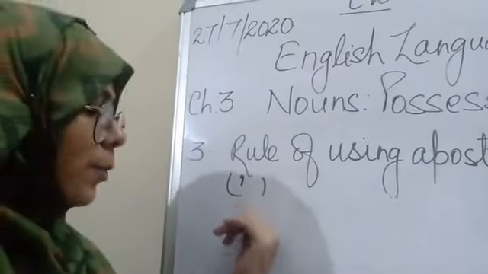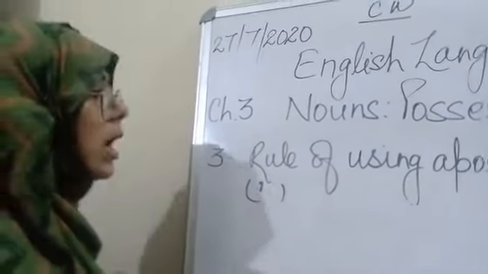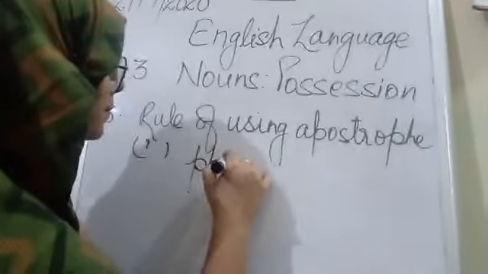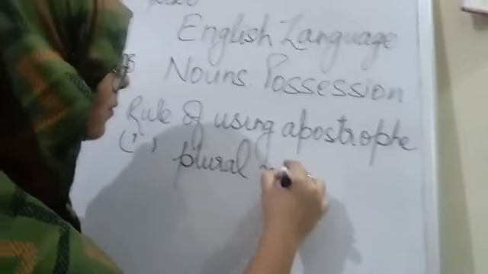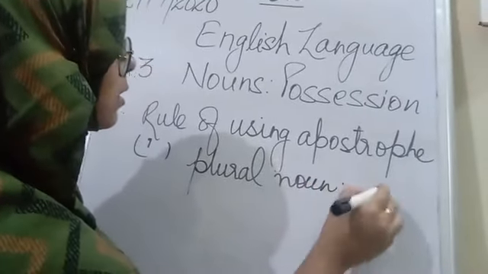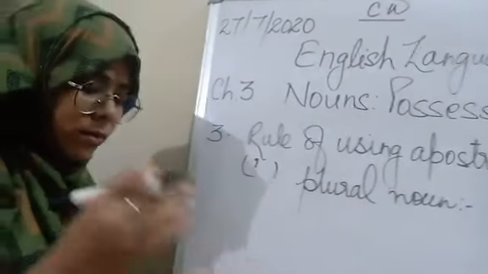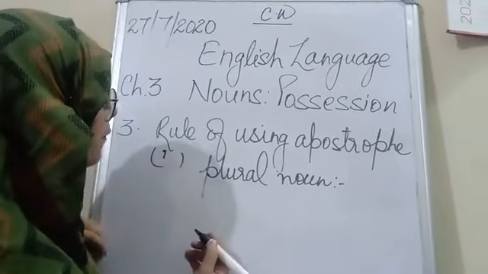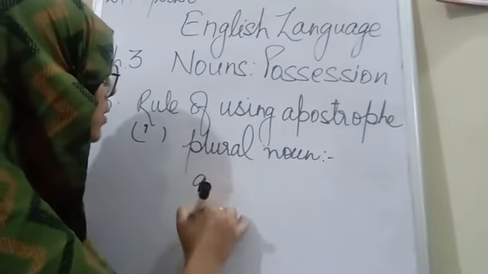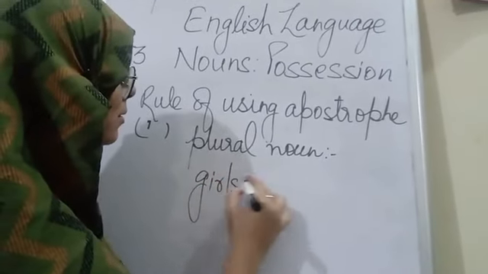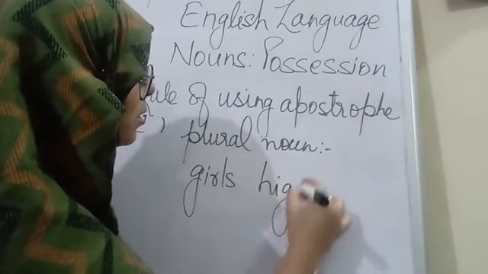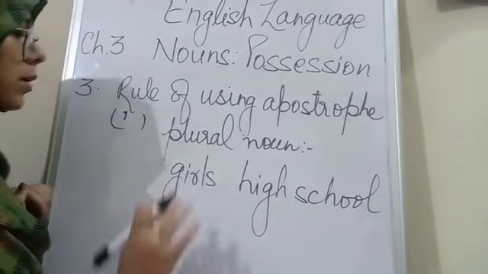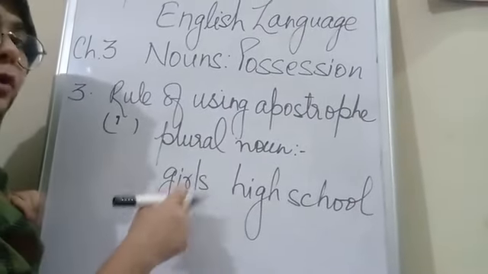Third rule of using apostrophe is with plural nouns. How do we use apostrophe with plural nouns? Plural noun means the S is already added. So here, for example, you say girls' high school. Girls' high school. So here again the noun is in plural form.